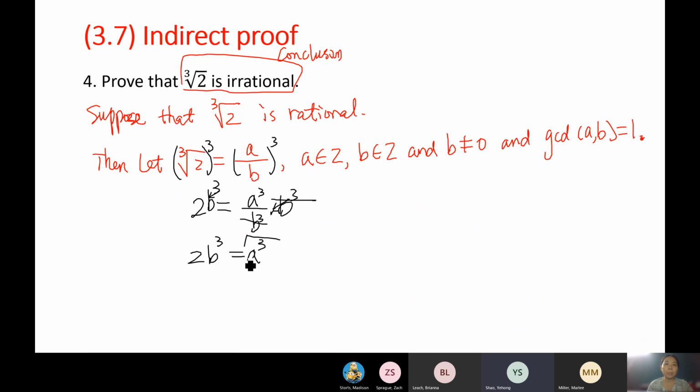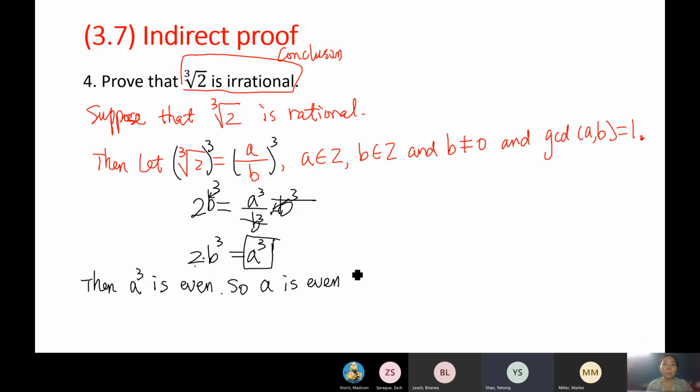From here, you can only tell a cubed is even because it is 2 times an integer, right? If it is 2 times an integer, then that tells us a cubed is even. So then a cubed is even. So if you said a is even, you really missed a little bit of explanation. And so a is even.